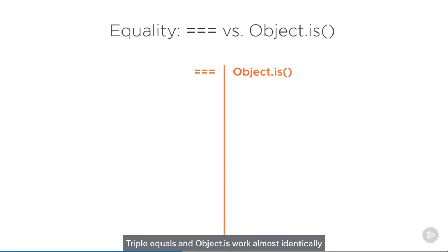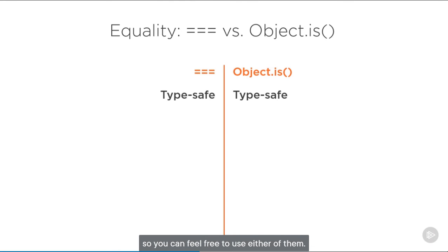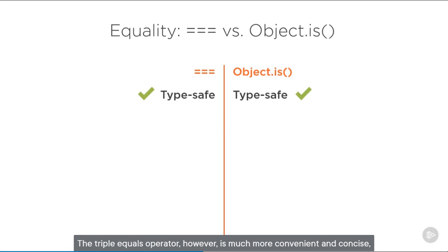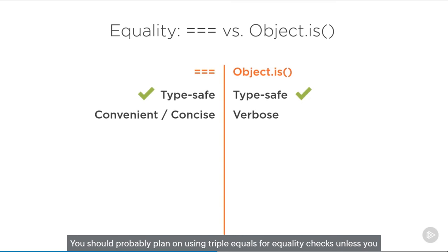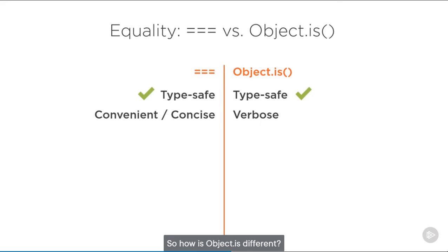Okay, now the other operators. Triple equals and Object.is work almost identically with a couple of small differences, but both of them are much better than double equals. First of all, both of these operators are type safe, so you can feel free to use either of them. The triple equals operator, however, is much more convenient and concise, whereas the Object.is operator is more verbose. So triple equals is much more commonly used. You should probably plan on using triple equals for equality checks unless you have some very specific needs for the way Object.is works. So how is Object.is different?